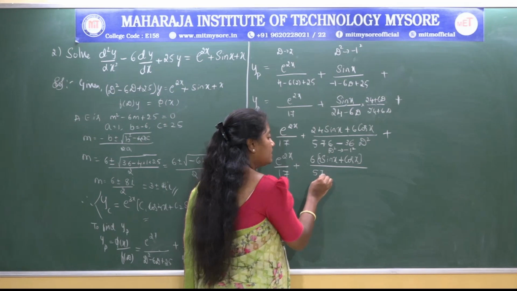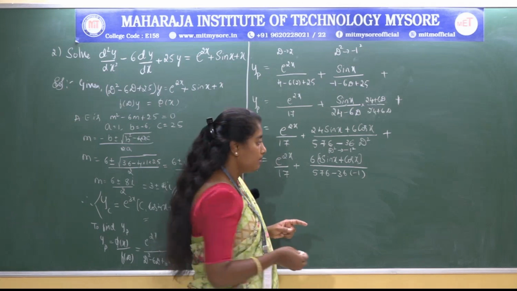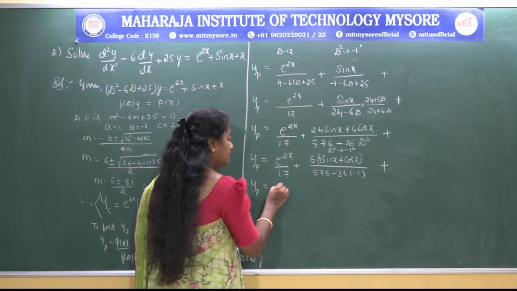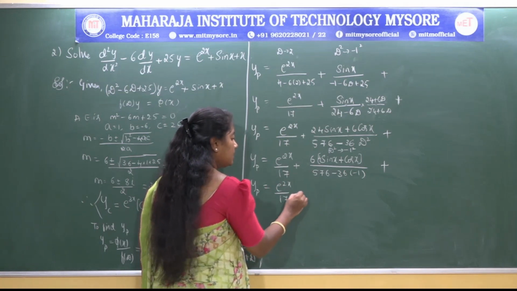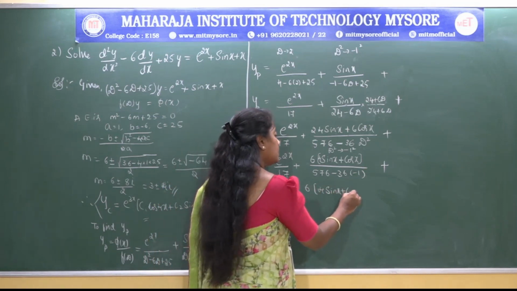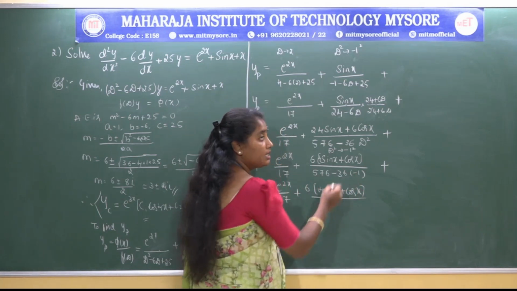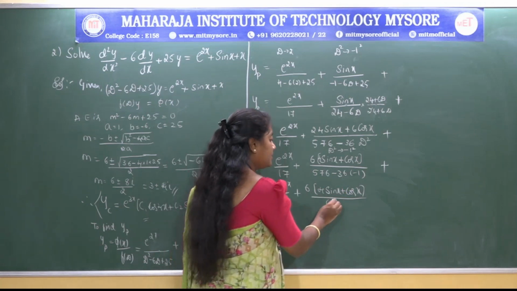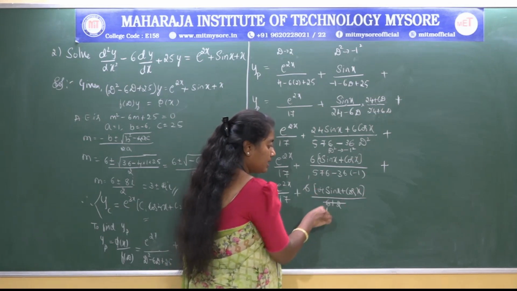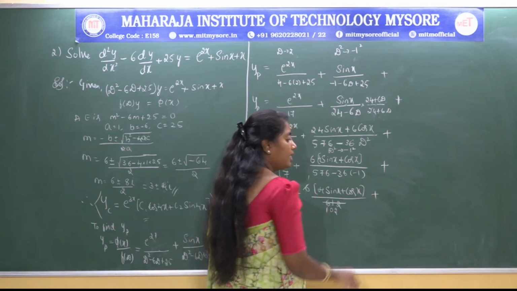Substituting that, 576 minus 36 into minus 1 square, that is minus 1, plus again the last term. Simplifying again, yp is equal to e power of 2x by 17 plus 6 into 4 sin x plus cos x divided by 576 minus of minus 36, and the value is 612. So we can simplify this. 6 ones are 6, 1. So the remaining is 102, plus again the last term.